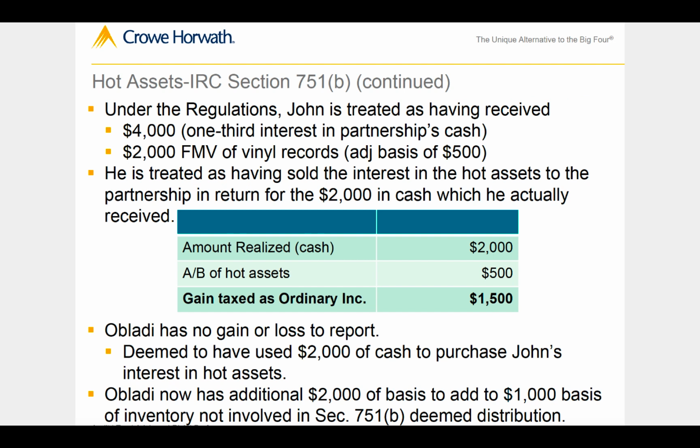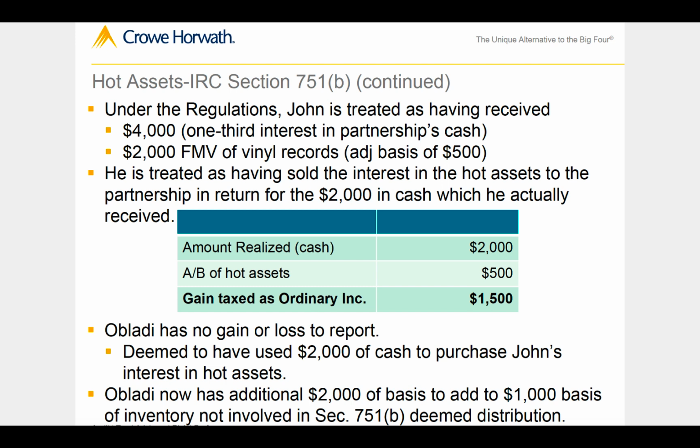Even though he received all cash, he is treated as having received $4,000 of cash and $2,000 of inventory. And you can see down there the inventory has an adjusted basis of $500. So we're going to pretend like he sold the inventory back to the partnership for $2,000 cash. So what's going to happen is he sells this inventory and he has a $500 basis in that inventory because that's the transferred basis from the partnership. So he's going to sell the inventory, pretend, for $2,000. He is going to have a $500 basis, which is going to require him to have $1,500 of gain.